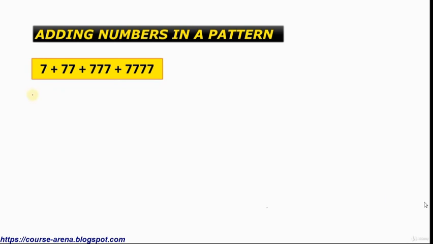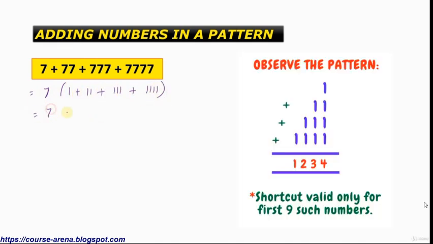So what we do is we take 7 common and we write 1 plus 11 plus 111 plus 1111. So we write 7 into 1, 2, 3, 4. Now all we need to do is a little bit of multiplication. So 7 into 1 is 7, 7 into 2 is 14, 7 into 3 is 21 and 7 into 4 is 28. So this 2 is going to get carried over.